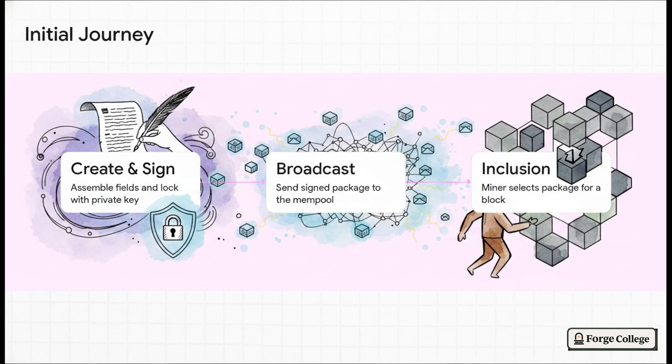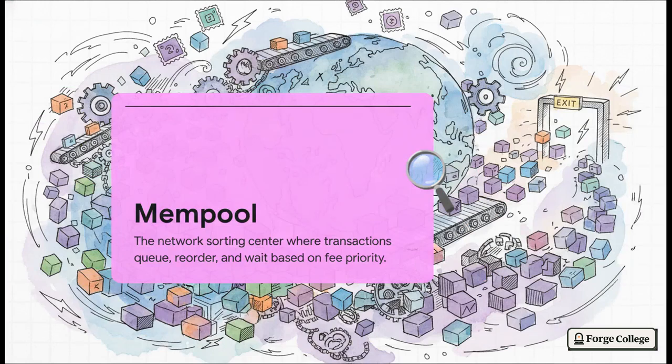Step 1 is creation and signing, where you assemble those envelope fields we just talked about and lock them up with your private key. Step 2 is the broadcast to the mempool. Your signed package is now out in the wild network. Step 3 is inclusion in a block, which is where a validator selects your package and officially proposes a block containing it. Let's actually pause on that mempool for a second.